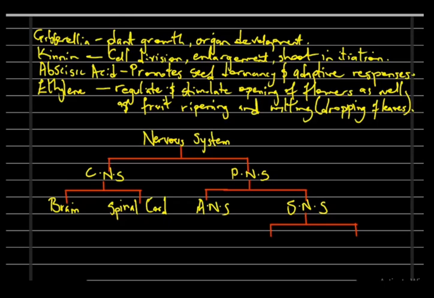The sympathetic nervous system and then parasympathetic nervous system. So that is basically the system of classification of the nervous system.